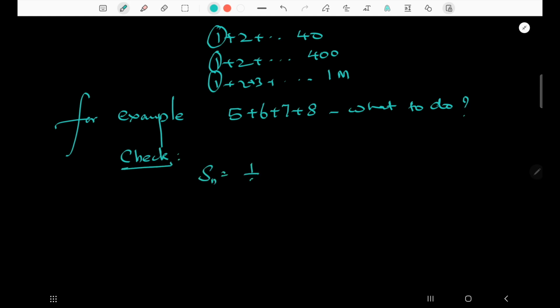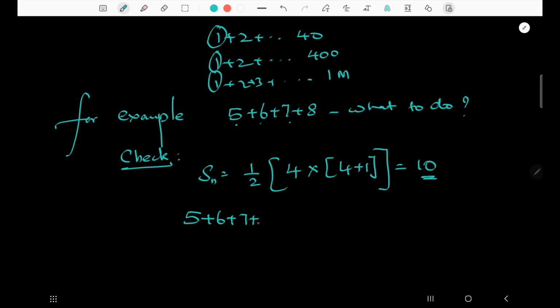Sn equals half times n into n plus 1. N is the number of terms. How many terms do we have? 1, 2, 3, 4 terms. So n into n plus 1 is 4 into 5, which equals 20, and 20 by 2 equals 10. This is the answer. But if we add 5 plus 6 plus 7 plus 8, it equals 26.